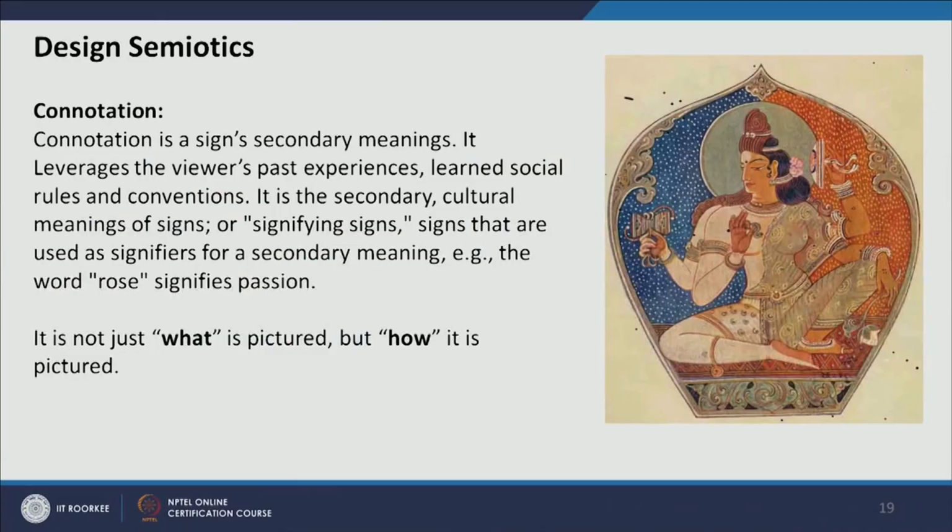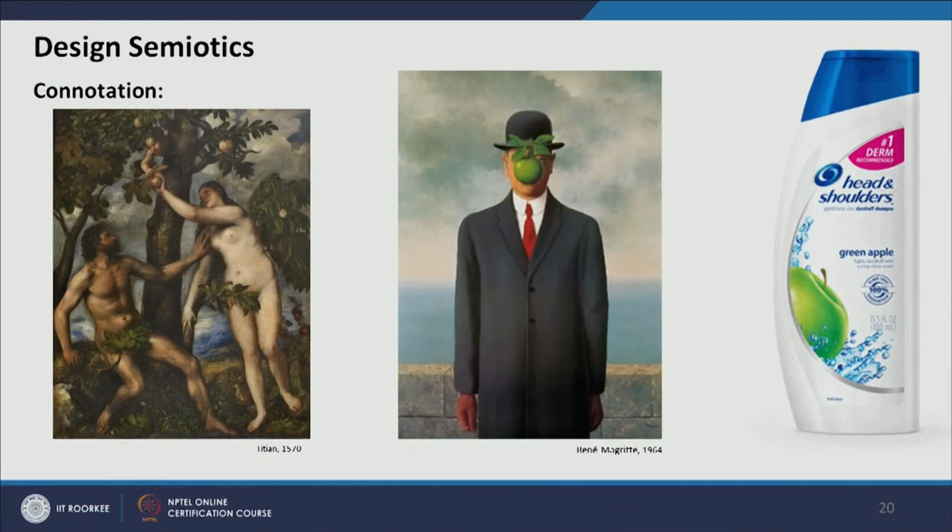Generally we depict Shiva with white, but here the contrast is depicted with blue color, and Parvati is depicted with red color, which also has a cultural connection to it. All these things come into the connotative meaning. And again, another example: if we take an apple. Apple is a fruit. That's the denotative meaning of apple.